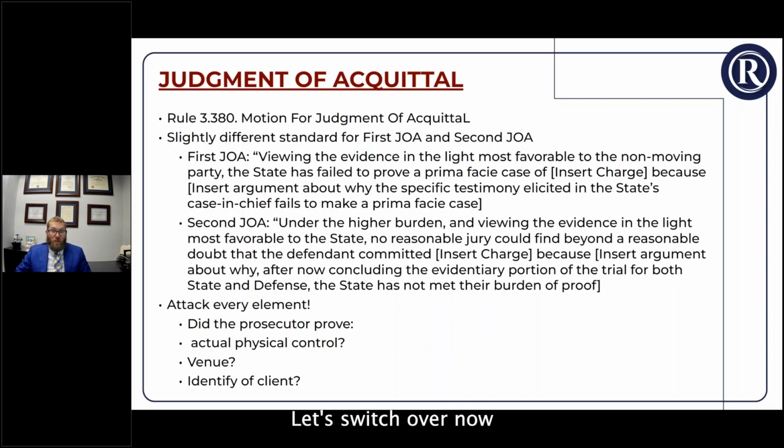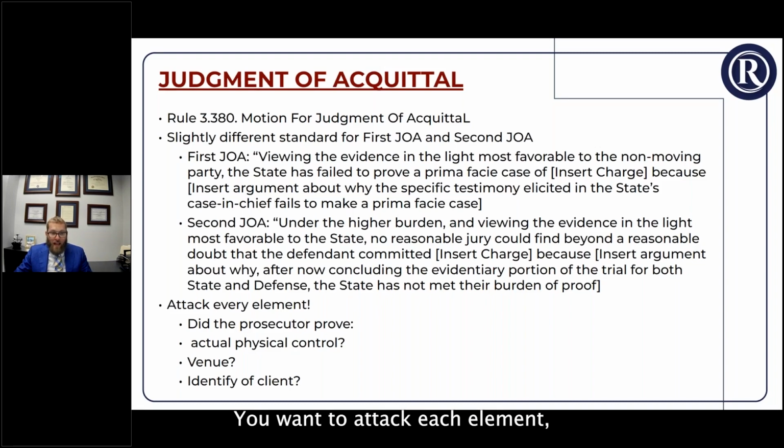Let's switch over now to the judgment of acquittal. So Rule 3.380 is a motion for judgment of acquittal. There's 2 different ones. They have slightly different standards from the first to the second. The first is viewing the evidence in light most favorable to the non-moving party. The state has failed to prove a prima facie case of driving under the influence because, and then you have to insert your argument. You want to attack each element.